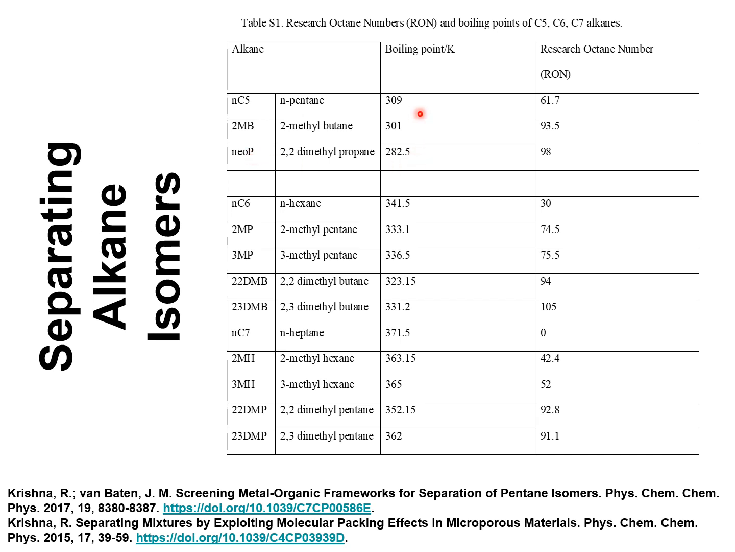The boiling points are shown here, and we see that there is a difference of about 20 degrees in the boiling points. But if you look at the research octane numbers, we note that the branched isomers have significantly higher research octane number than normal pentane. The same is true for the isomers of hexane and heptane. The branched isomers have higher octane numbers than the linear ones.